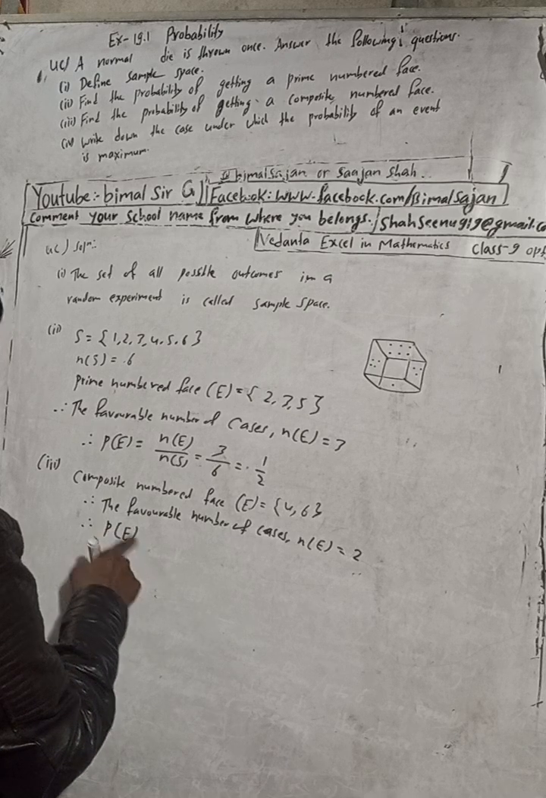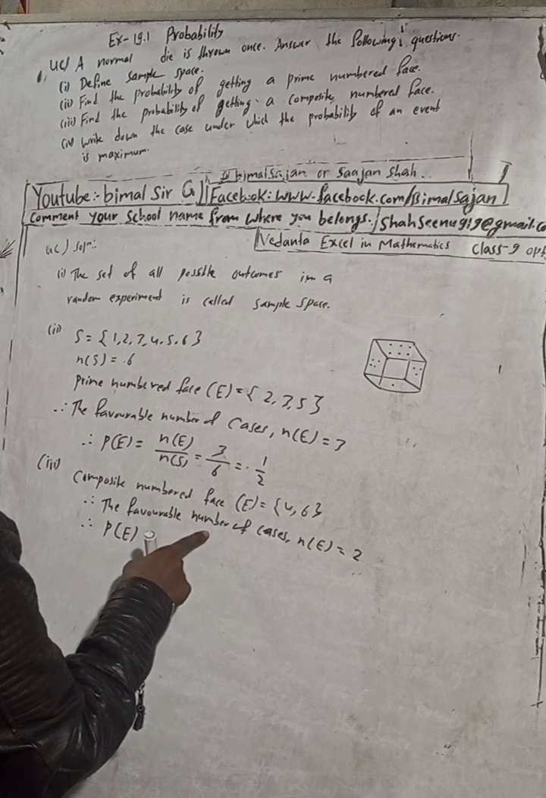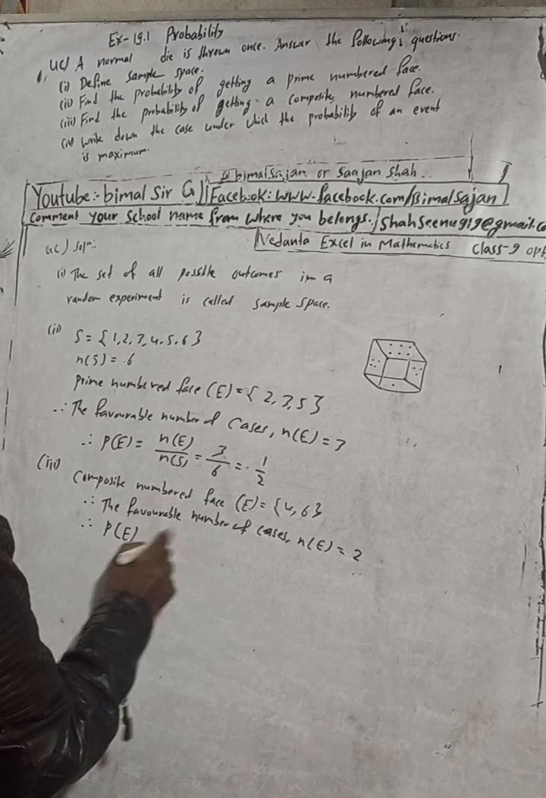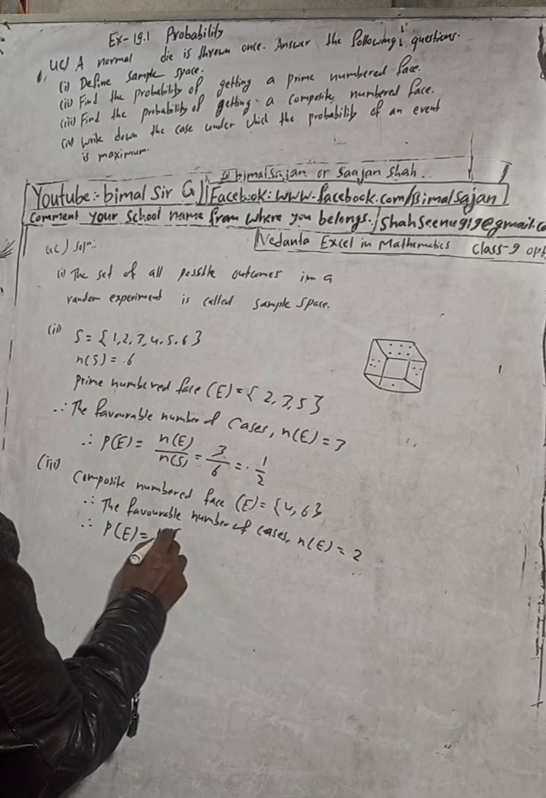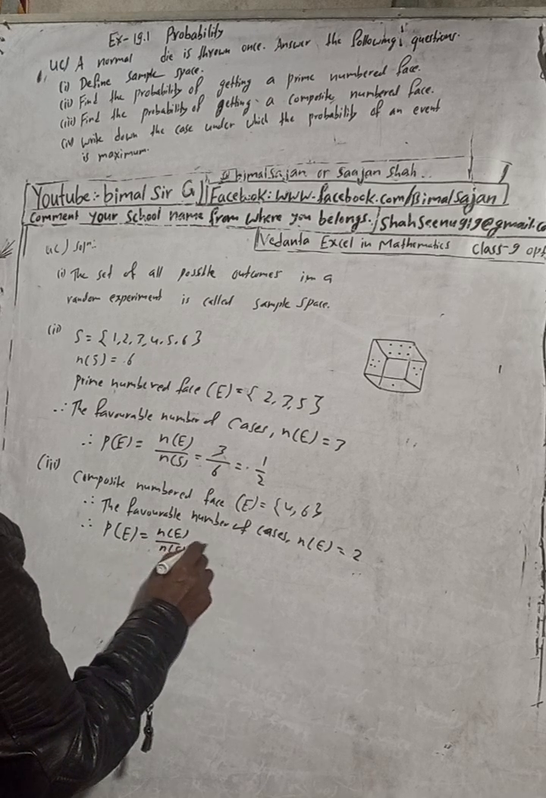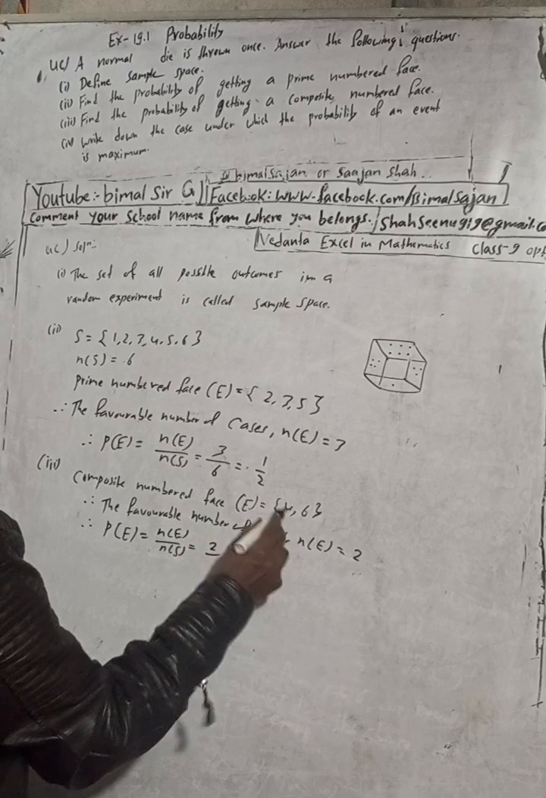Therefore, P of E, that means probability of getting a composite number face, is N of E by N of S. What is N of E? 2 by total is, oh my god. Sorry, the power cut, okay.